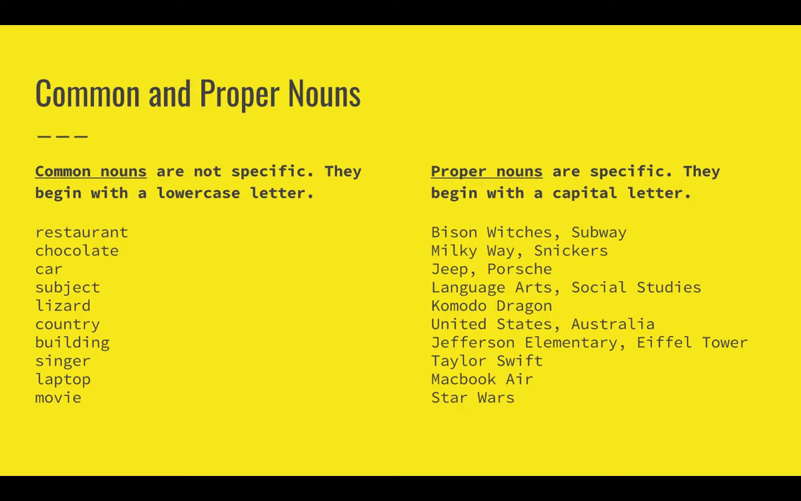Proper nouns, on the other hand, are very specific. They're naming that one specific person, place, thing, or idea, and they always begin with a capital letter. So for a restaurant that is a common noun, a proper noun might be Subway or McDonald's. For singer, which is a common noun, the proper noun would be Taylor Swift or Justin Bieber or Adele. Those would have capital letters. Take just a few seconds and look between the two lists so that you know the difference between them.